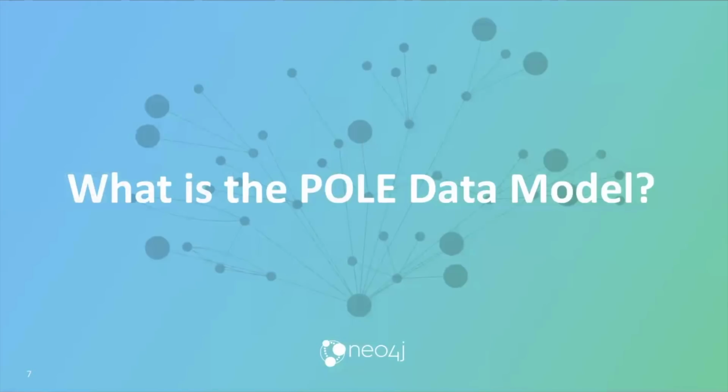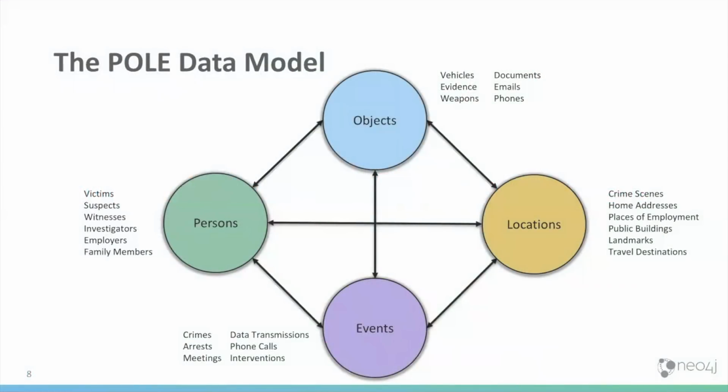So now we'll talk about the POL data model, which is what our demo is going to be based on. And POL stands for persons, objects, locations, and events. And these four types of data really make up the bulk of most investigation approaches, right? So in terms of persons, we could be talking about victims, suspects, witnesses, and so on. Objects could be vehicles, if we're talking about a vehicle crime, some other kind of evidence, maybe a weapon, maybe a document, a phone, anything physical or anything that could exist in association with a particular crime or event.